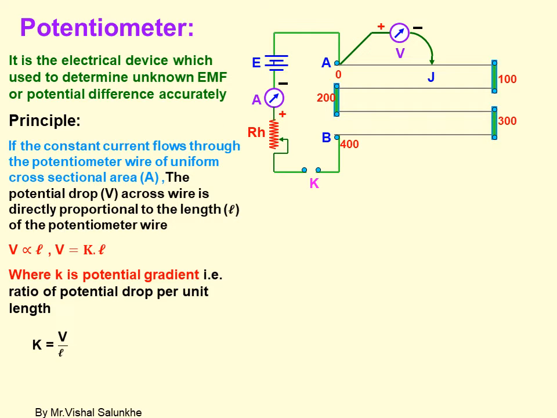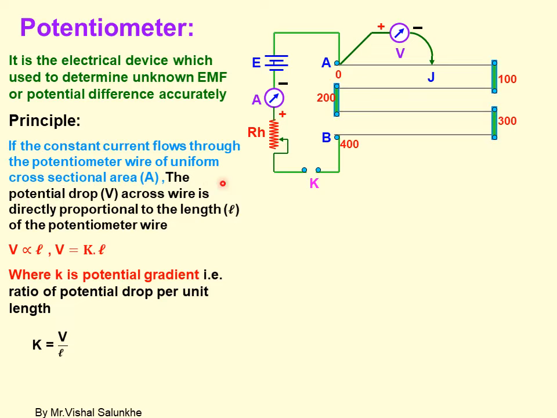But next we'll see how does potentiometer work and on which principle. So the principle of the potentiometer is, if a constant current flows through the potentiometer wire with the help of this battery, by adjusting the value of current by rheostat, through this 4-meter long potentiometer wire of uniform cross sectional area A, then definitely if current is flowing through the wire, there will be potential drop, because this manganese wire has some resistance.